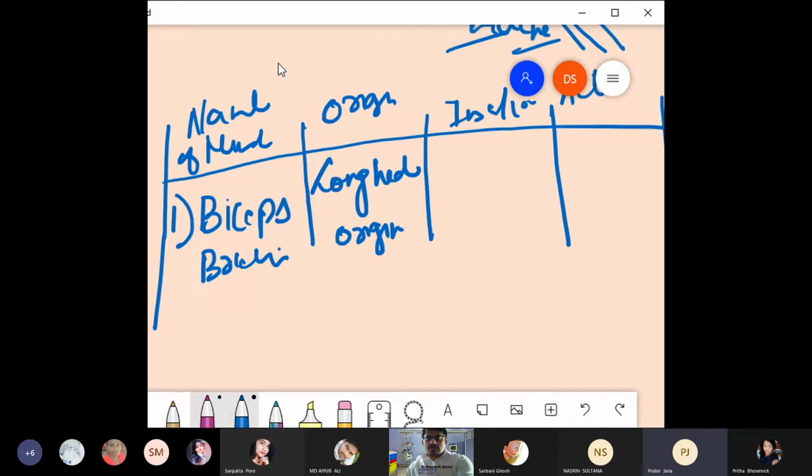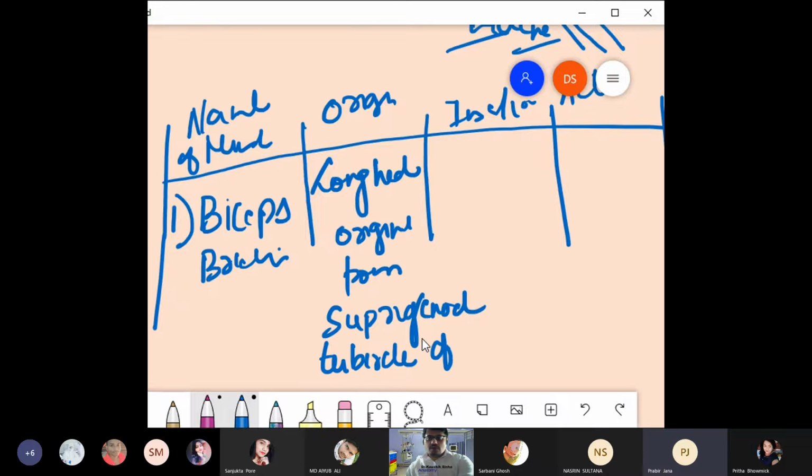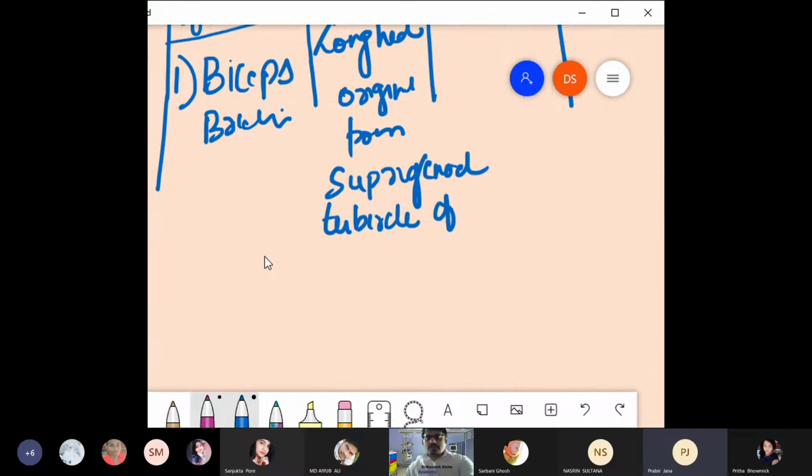originates from where? From, now I'm writing the exact technical term for this area. Write it down: supraglenoid tubercle, of which bone? Of the scapula. Written, everybody. What did I say? Supraglenoid tubercle of the scapula.